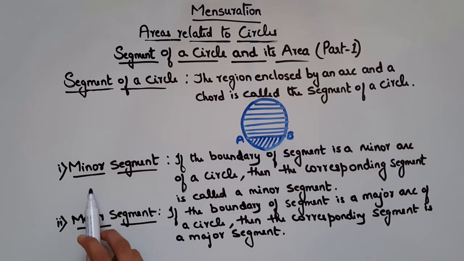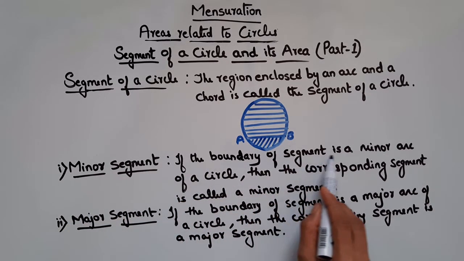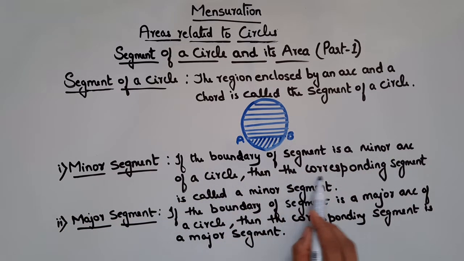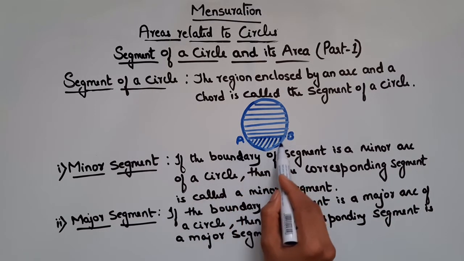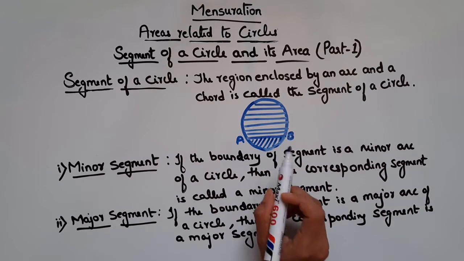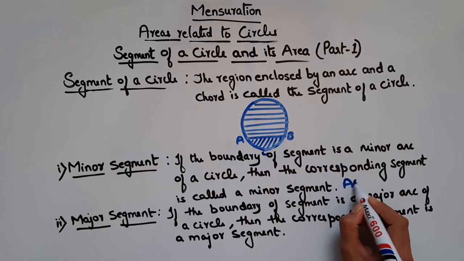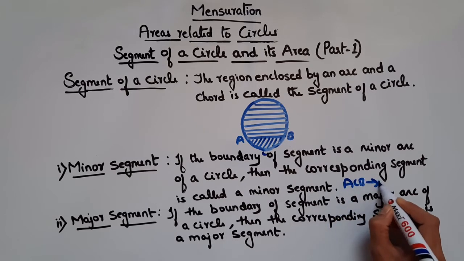We have two types of segment, that is minor segment and major segment. Now what is a minor segment? If the boundary of a segment is a minor arc of a circle, then the corresponding segment is called a minor segment. That is, if you see in this segment, here the boundary of the segment is a minor arc of a circle. So the corresponding segment is a minor segment. If you take this point as C, then ACB is a minor segment.